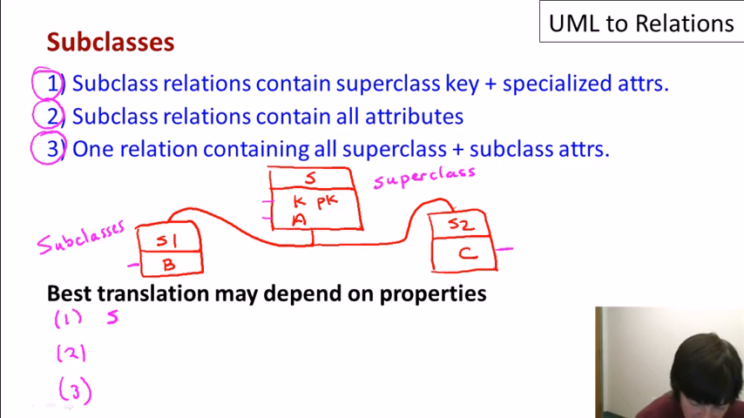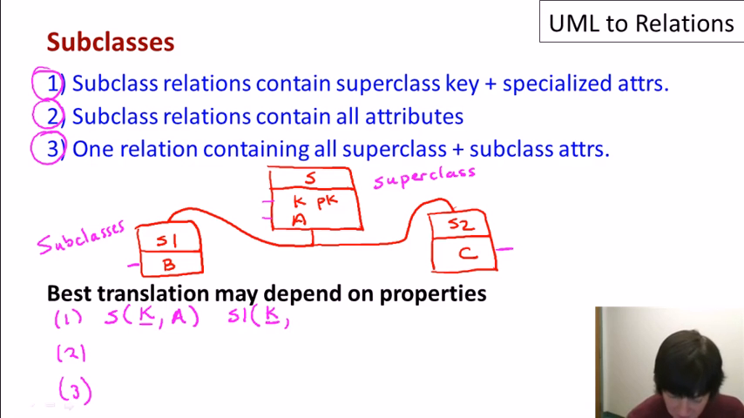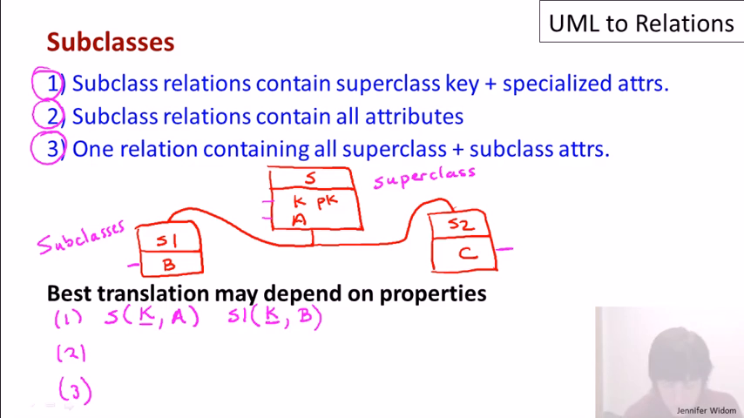For the first one, we'll have our relation for S that's going to have K and A. Then we'll have one relation for each of the two subclasses, S1, that will contain the key for the superclass, so it'll be K, and that will still be a key here for the subclass, and B. So to find all components of an object of S1, we'll get its A component from the superclass following that key, and then we'll get the B component from this relation.